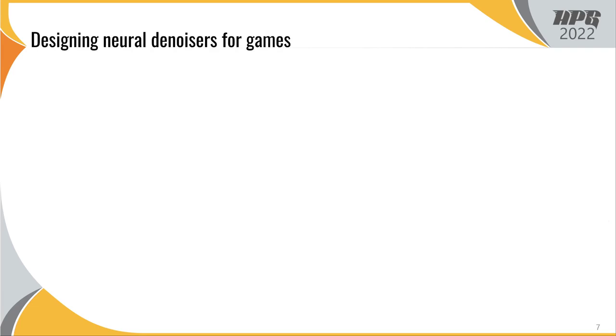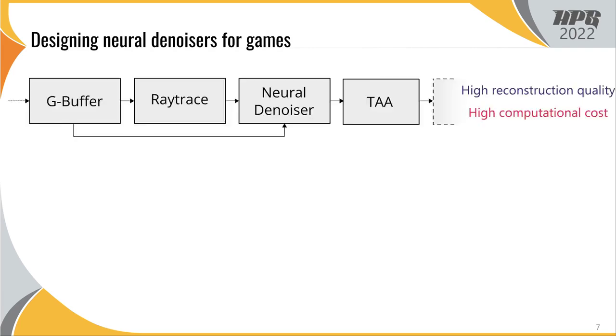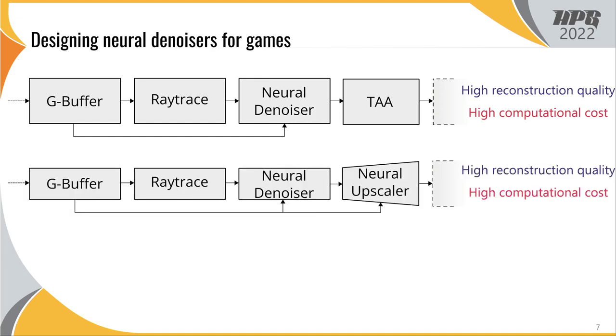Designing a neural denoiser for games can be challenging because we want both real-time performance and good reconstruction quality. If we use a neural denoiser at the native resolution, we would get a high reconstruction quality, but with high computational cost. We could use a neural upscaler with the neural denoiser. This would reduce the shading cost, and we would get a high reconstruction quality. But chaining two neural reconstruction techniques can be very expensive and not practical in most scenarios.